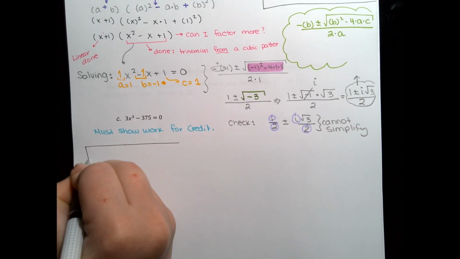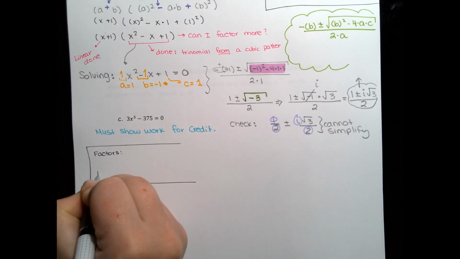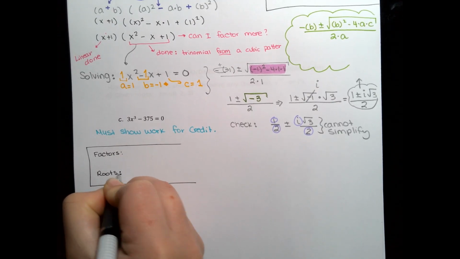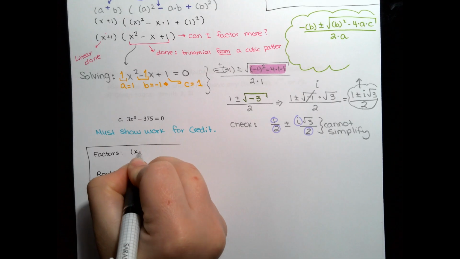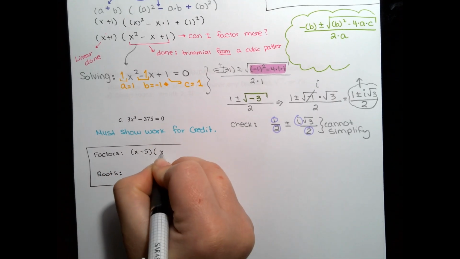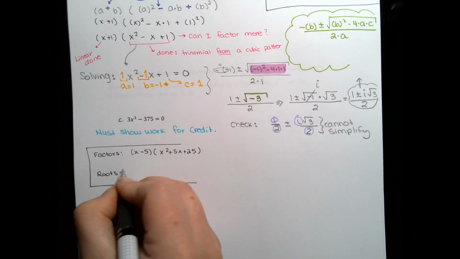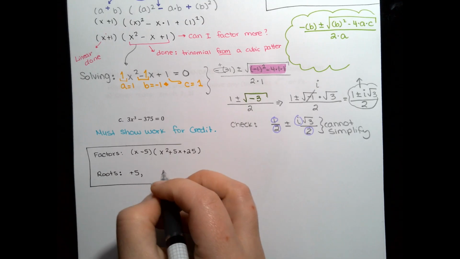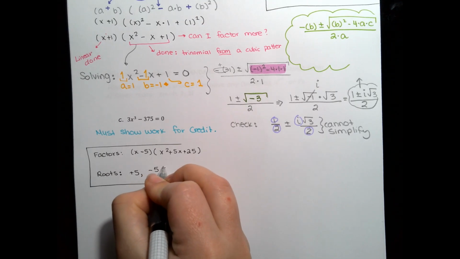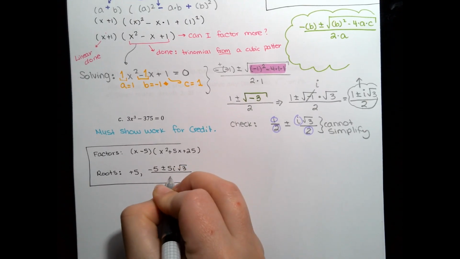let's go ahead and write this out, factors and roots. Do I want to write the factors for you? Sure, why not? So we have our factors of x minus 5, x squared plus 5x plus 25. And then our roots are going to be a positive 5. And then we're going to have plus minus negative 5 plus minus 5i root 3 all over 2.